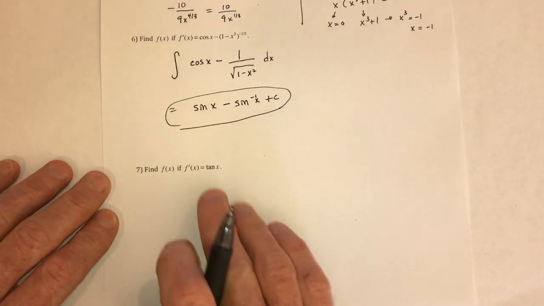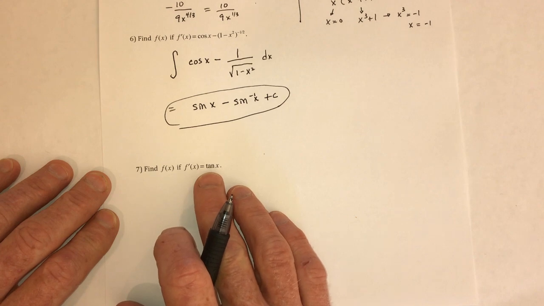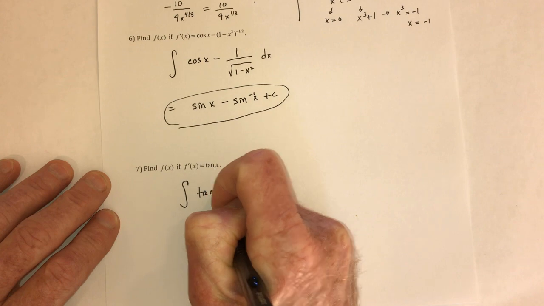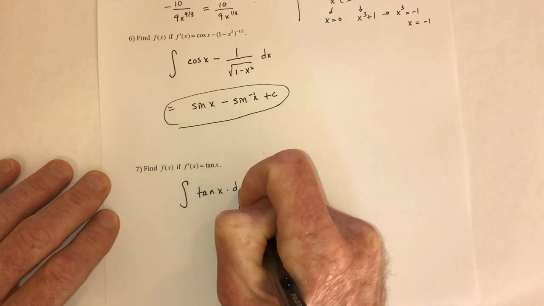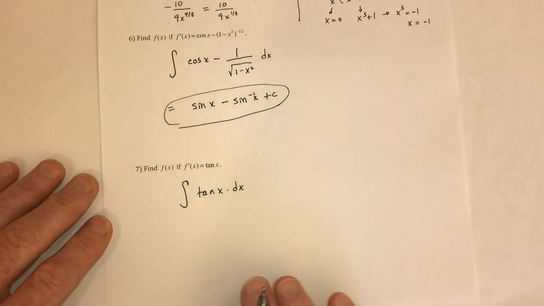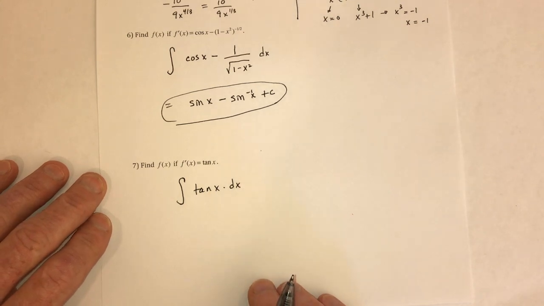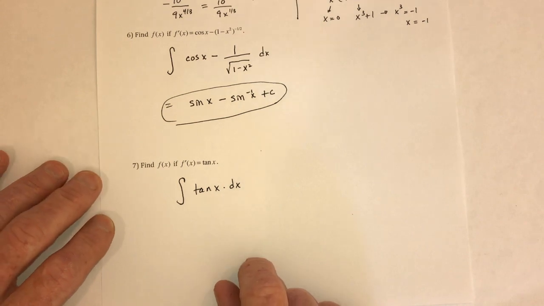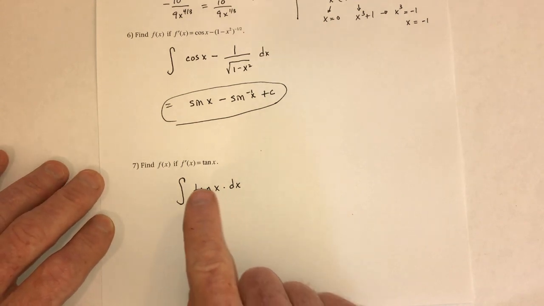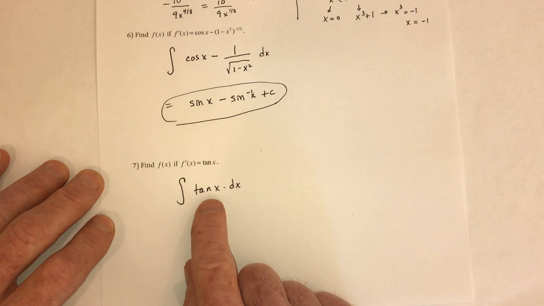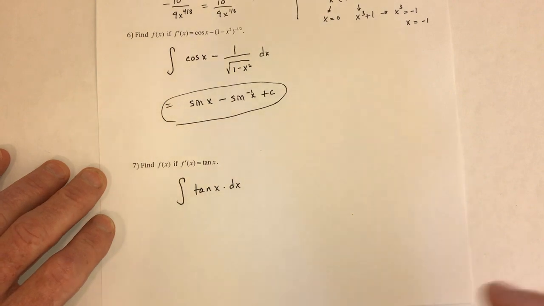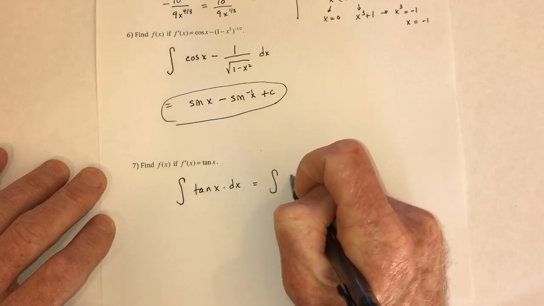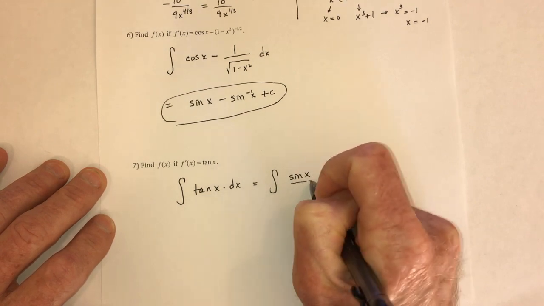Then for number 7, this one is a little more challenging because this is saying find the antiderivative of tangent x. And then you scroll through your memory cells and go, the derivative of tangent is secant squared. No, that's not right. The derivative of secant is secant times tangent. No, that's not right. I don't know anything where the derivative is tangent. So that means use a trig identity. Tangent is equal to sine over cosine.